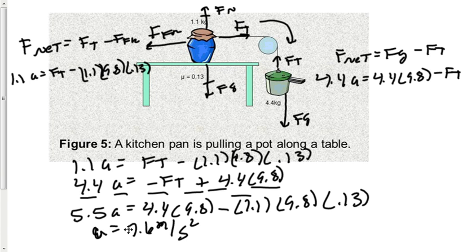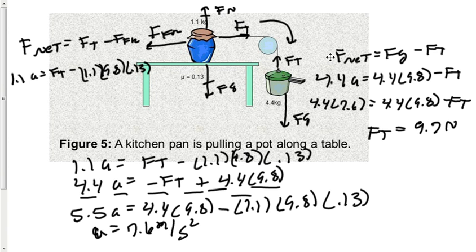Okay, that's giving us acceleration. Now we need to put this back into any one of the two equations. We'll put A in there and then solve for force tension. So let's put it into this equation here. That would then be 4.4 times 7.6 equals 4.4 times 9.8 minus force tension. And solving for force tension, we get 9.7 newtons. And that's how we handle a pulley system, systems of equations.